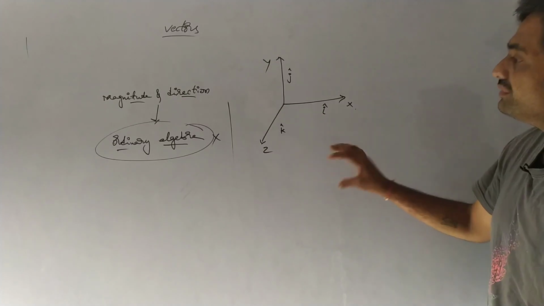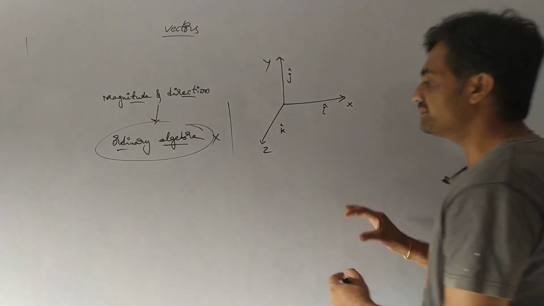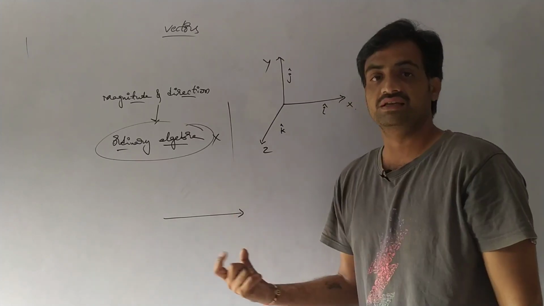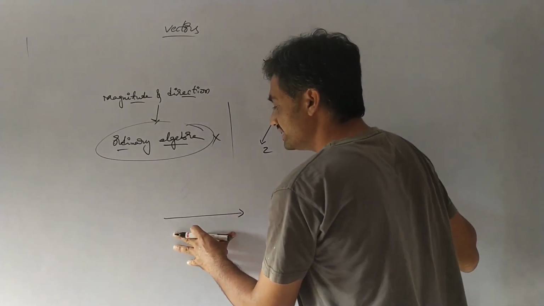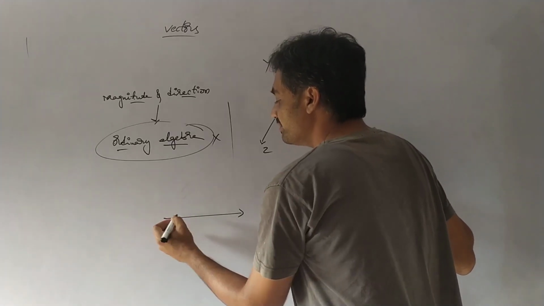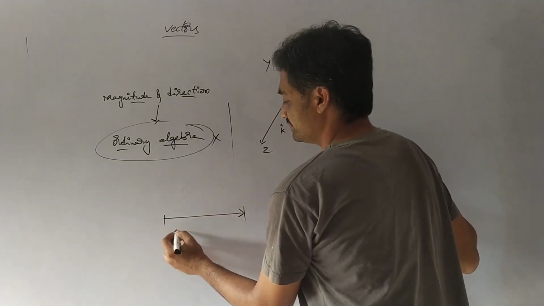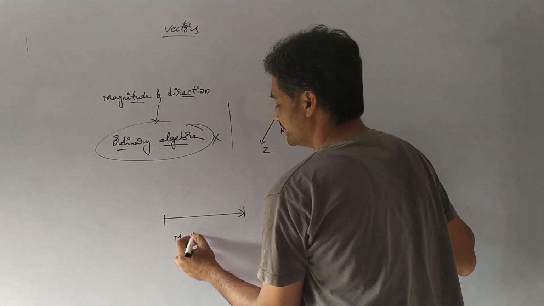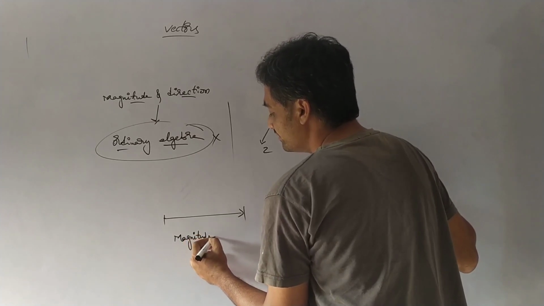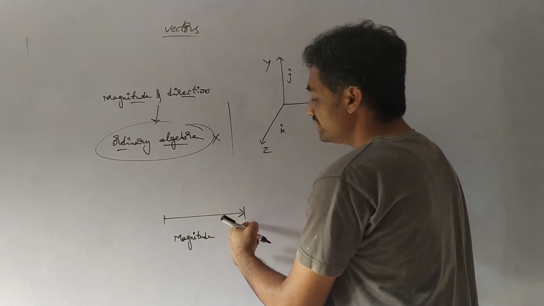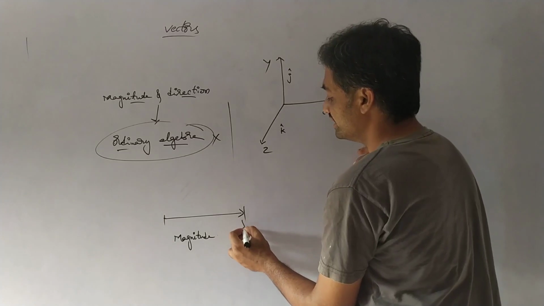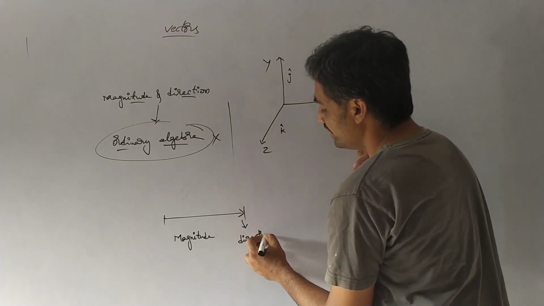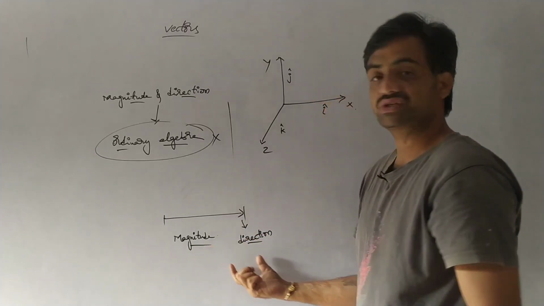Now we have to represent the vector. We didn't discuss the representation of it. A vector is represented by a straight line. Observe that we have drawn a line. The length of the line represents the magnitude, and the arrow present on this line represents the direction. If we represent a magnitude and a direction, then we can say that it is a vector.